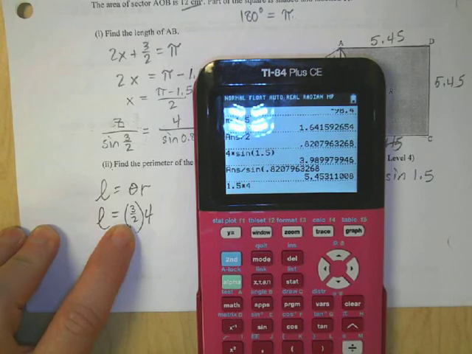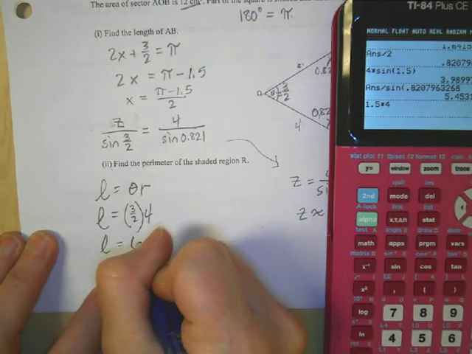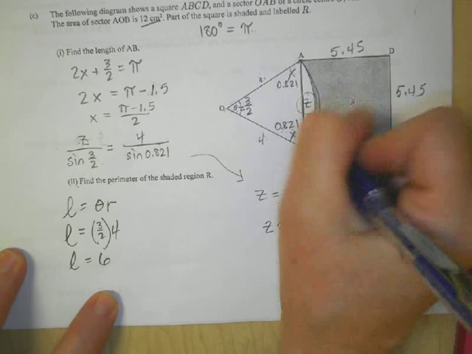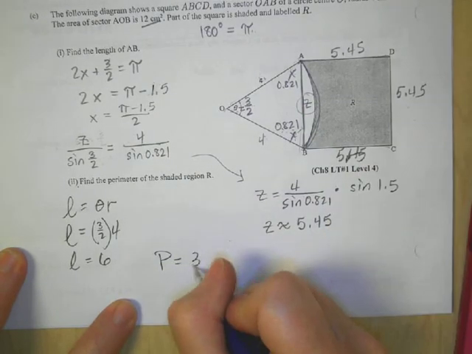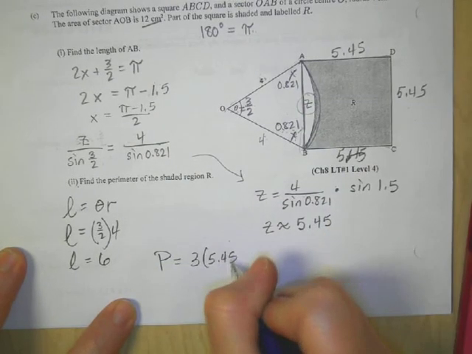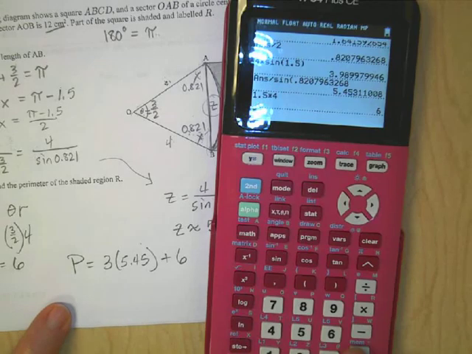All right, so 3/2, that's the same as 1.5 times 4. No, that's 6. I probably could have done that in my head. So the arc length is equal to 6. So that's this side. So my perimeter is, I have 3 of these, 3 of the 5.45 plus that arc length 6. Let's go ahead and add those together. 6 plus 3 times 5.45, and I get 22.35.